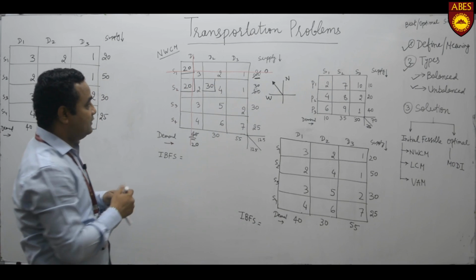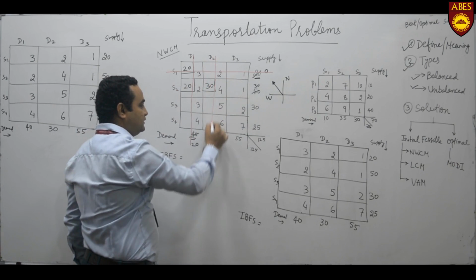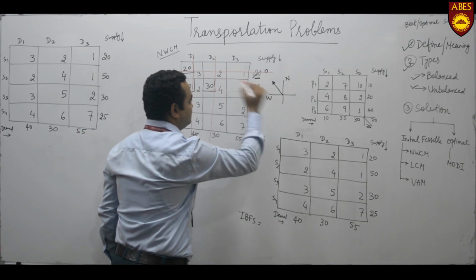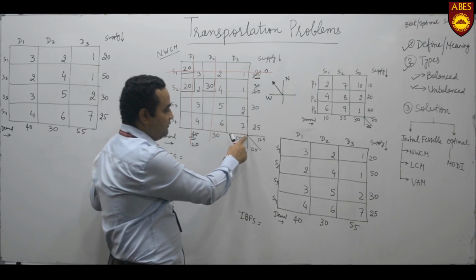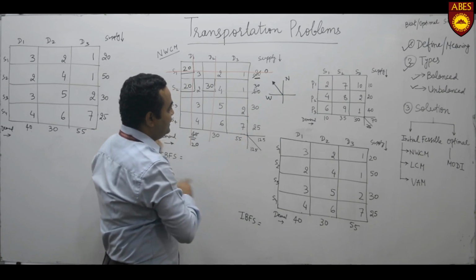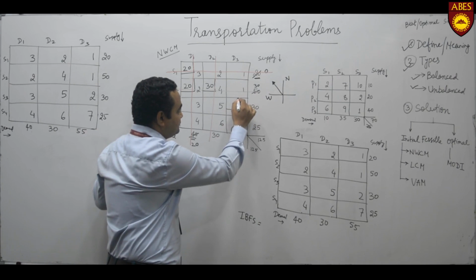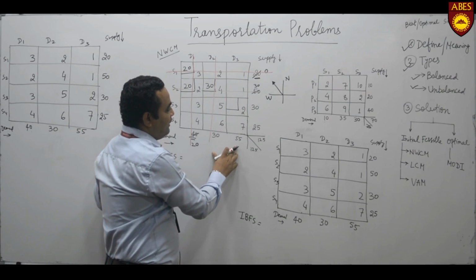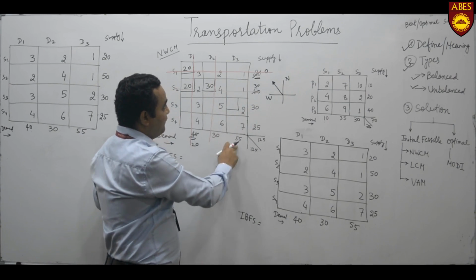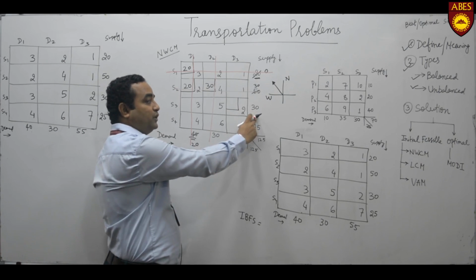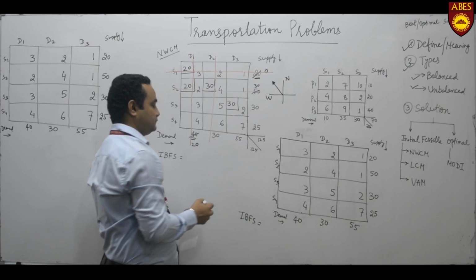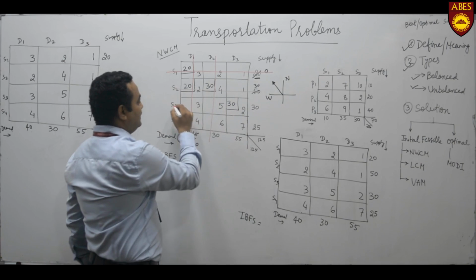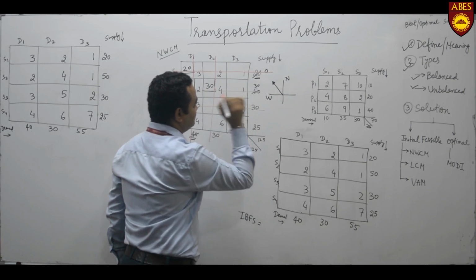Once we put the 30, then this column should be cut and this row should be cut. Then again go to this north origin and find that 2 is the minimum value. The total demand is 55, but the supply value is 30. So we put the minimum value, that is 30, and this row should be completely cut.